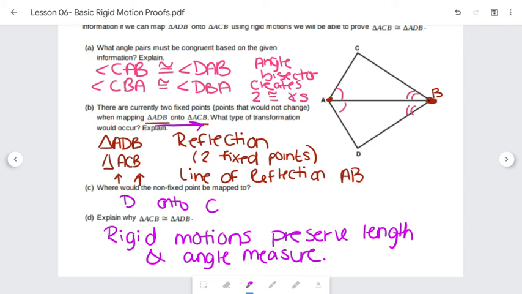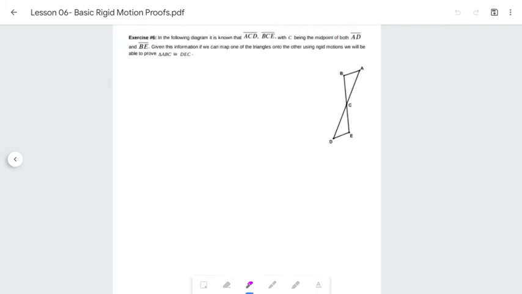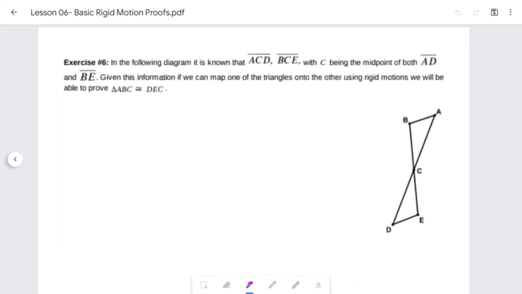So that's just one way of getting our rigid motions to map onto one another. We could have any of the types of rigid motions, like a reflection, a translation, or a rotation, or we could have a combination of them. But for one final example, we have the following diagram, where line segments ACD and BCE, with C being the midpoint of both AD and BE. Because it's the midpoint of both, that means AC is congruent to CD and BC is congruent to CE. Given this information, if we can map the triangles onto each other, it's enough to prove that they're congruent.